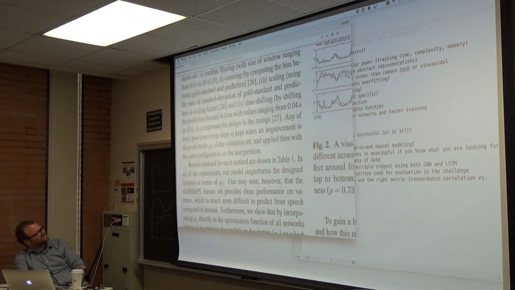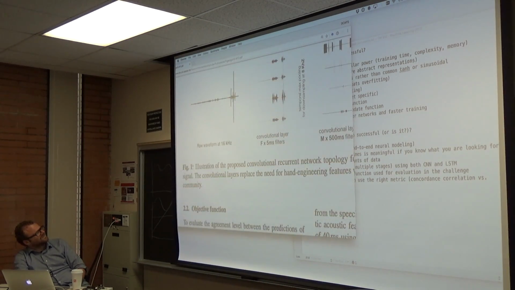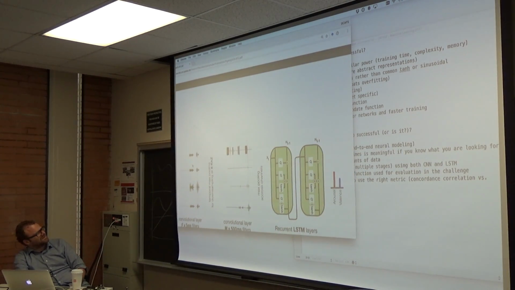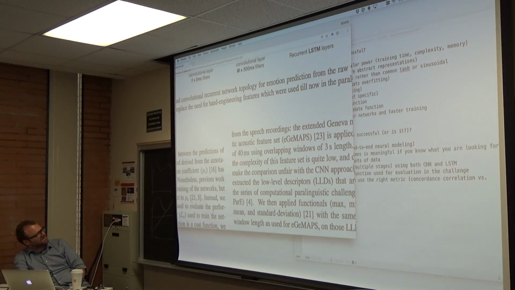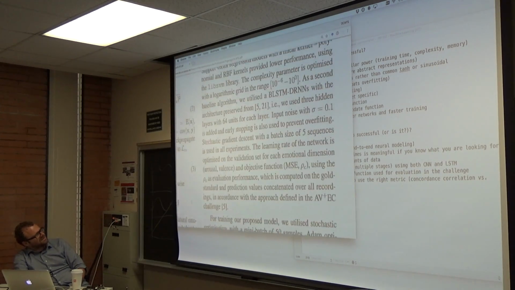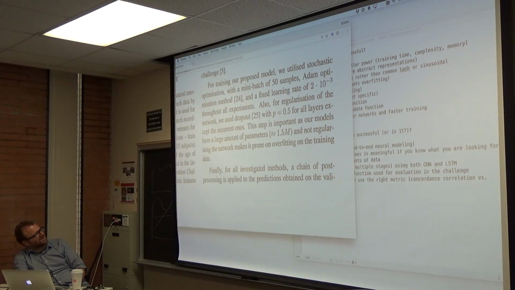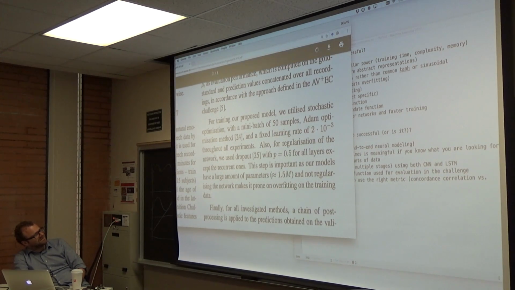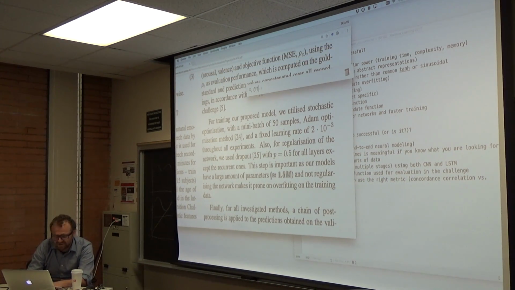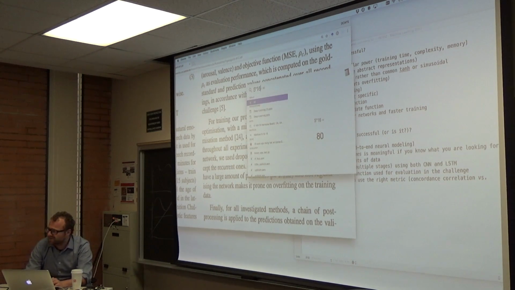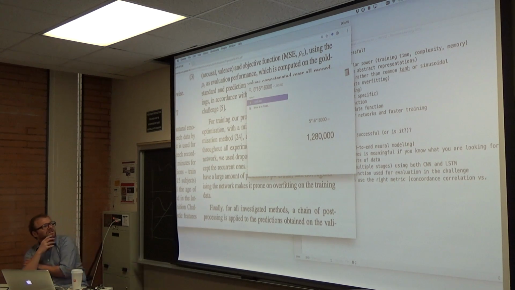How big is their network? Two convolutional layers, LSTM, and then I forgot what else. You would think it's not that big, right? But it has 1.5 million parameters. Well, isn't that overfit given the data? Let's calculate. 5 times 16 is 80, so they train on 80 minutes times 16,000.